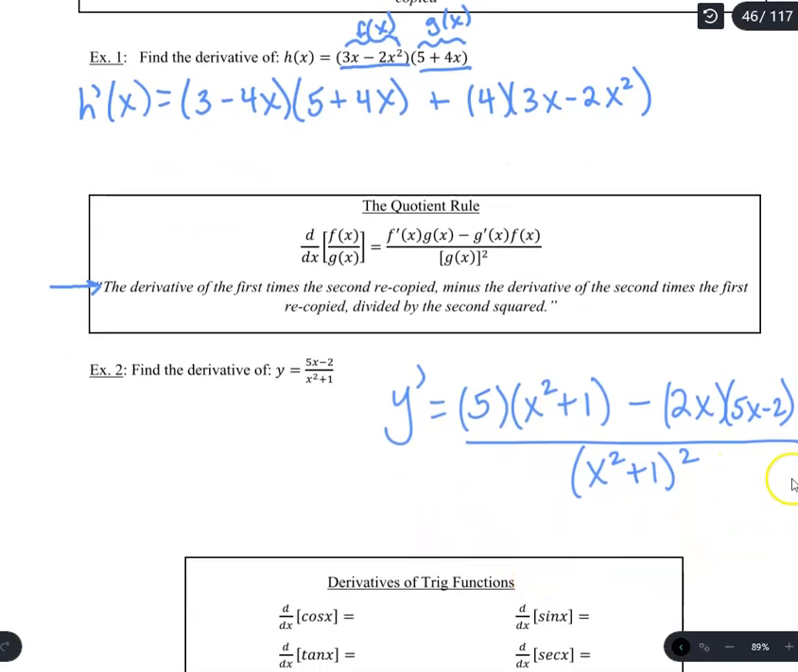Do not simplify that right now. Just leave it as is. There's no need to simplify. But this is it. That's your quotient rule. So we'll practice these rules in class. They're going to be very important. We're going to use them quite a bit.